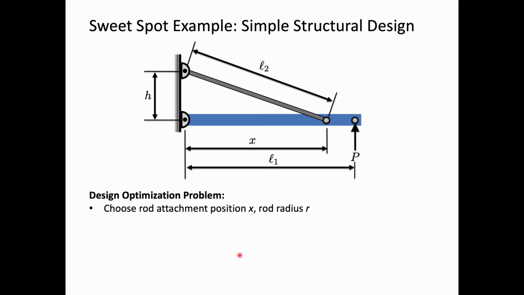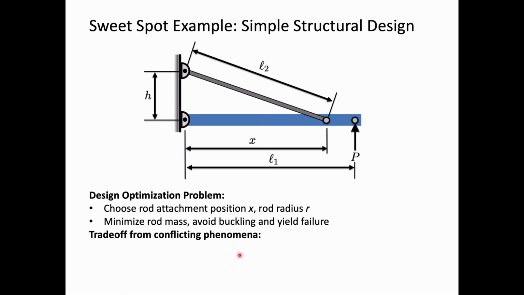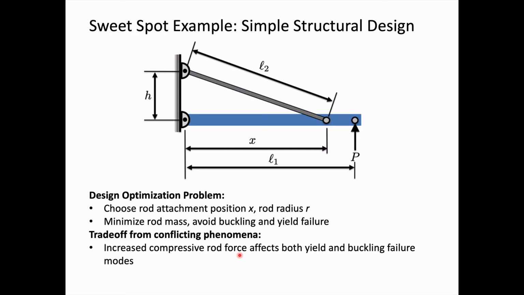In the design optimization problem, we're going to choose the rod attachment position x. We could have also defined L instead of x as an optimization variable. And we also want to choose the rod radius r. We want to minimize the rod mass and make sure we don't have either buckling or yield failure. We have the trade-off from conflicting phenomena. Increased compressive rod force affects both yield and buckling failure modes.